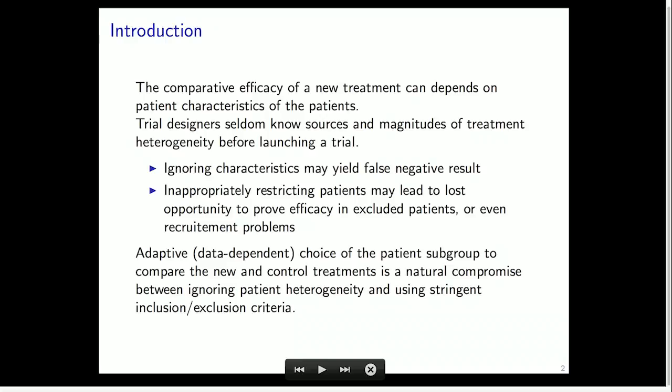And so today I'm going to talk a little bit about an adaptive choice of patient subgroup that lets you have a natural compromise between ignoring this patient heterogeneity as well as using this inclusion-exclusion criteria.